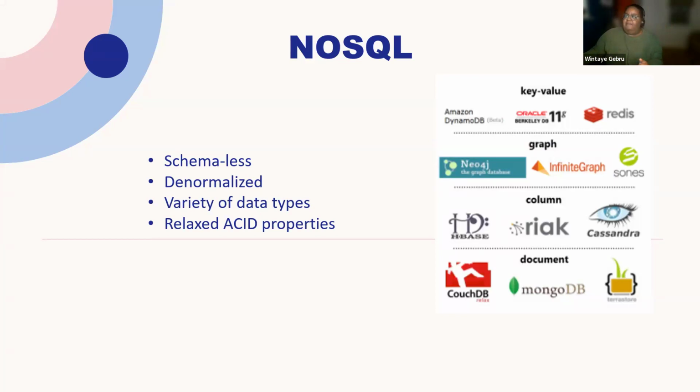And then I won't go into this super hard, but there are relaxed ACID properties. Databases have high ACID constraints, and that's atomicity, consistency, isolation, and durability. And NoSQL sort of trades off, it relaxes those ACID properties.